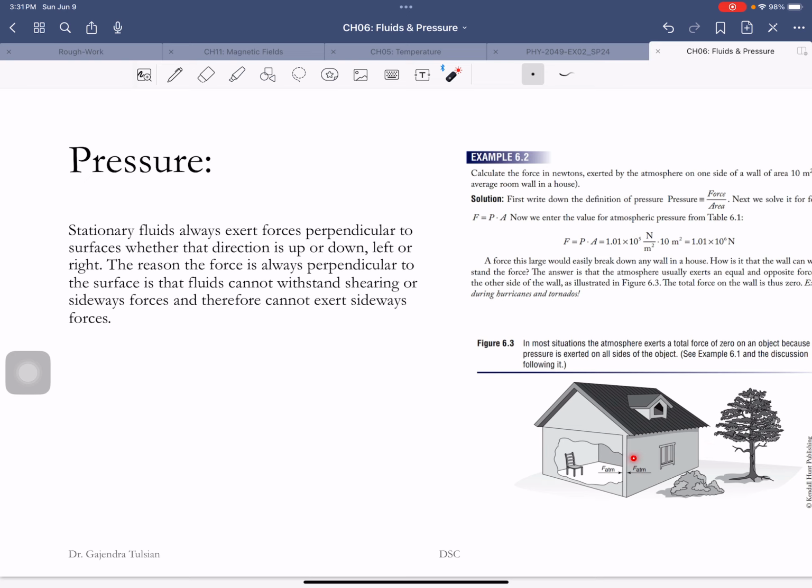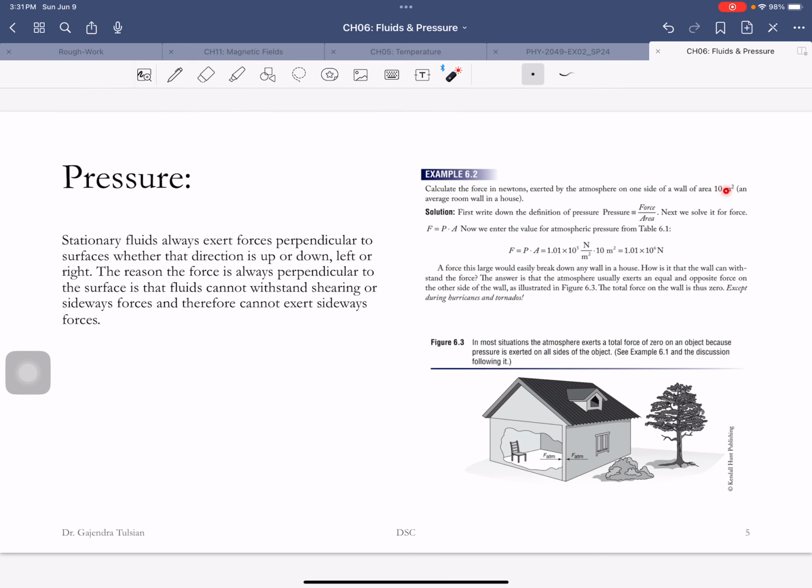So pressure times area gives the force on this wall. Calculate the force in newtons exerted by the atmosphere on one side of a wall of area 10 meters squared. The force would be pressure times area, and this works out to 1,000,000 newtons.